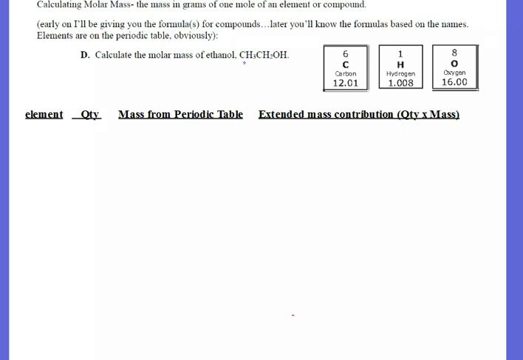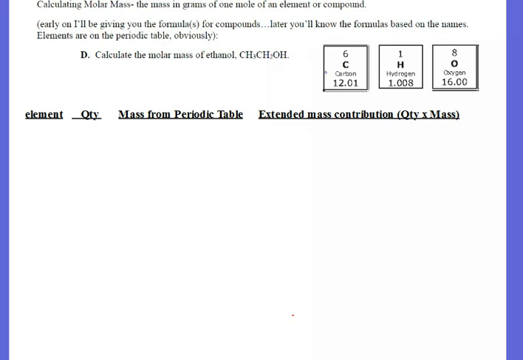One of the questions I might ask you to do is calculate the molar mass of a substance. Early on I'll give you a formula, and later you'll have to tell me the formula and the molar mass based on its name. So you'll have to be able to go from a compound name to a formula, a molecular formula or formula unit, whatever you want to call it. This is for ethanol, and I've given you the formula for ethanol right here. It contains carbon, hydrogen, and oxygen in the molecule.